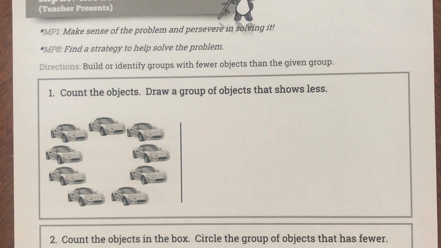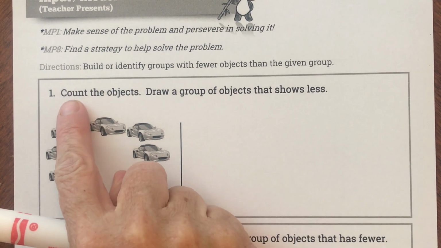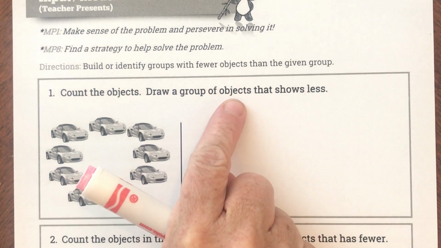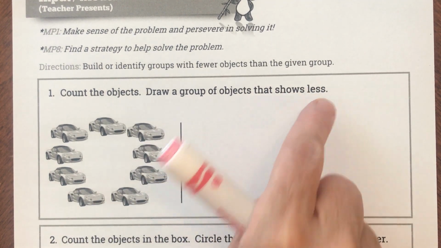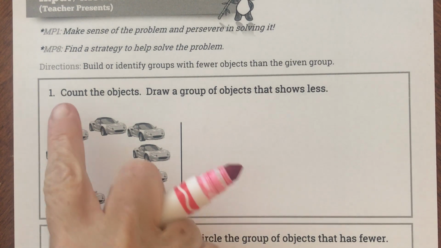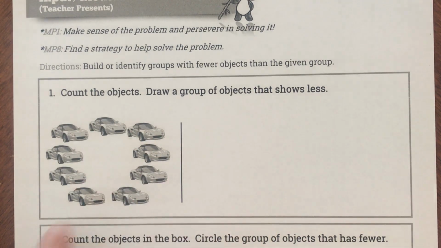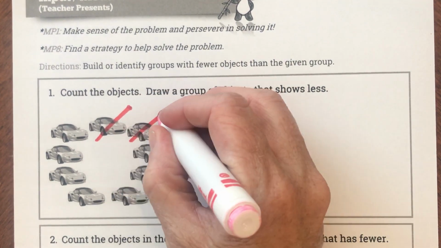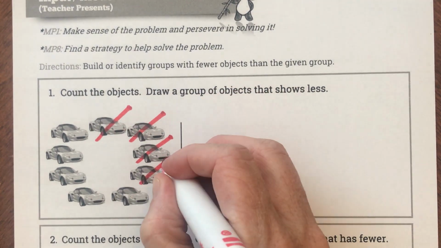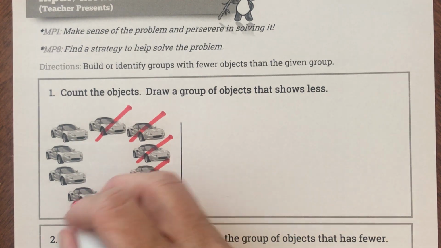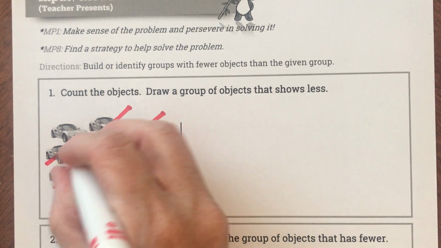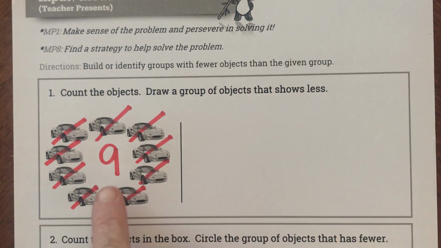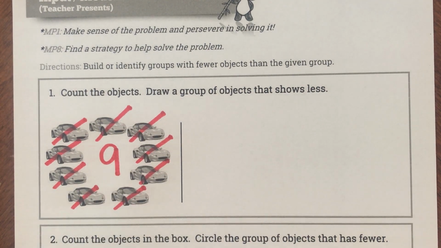Okay, my first problem's directions say, count the objects, draw a group of objects that shows less. Okay, so they first want me to count the objects. So I'm going to count how many are there. Ready? 1, 2, 3, 4, 5, 6, 7, 8, 9. That group has 9 objects.